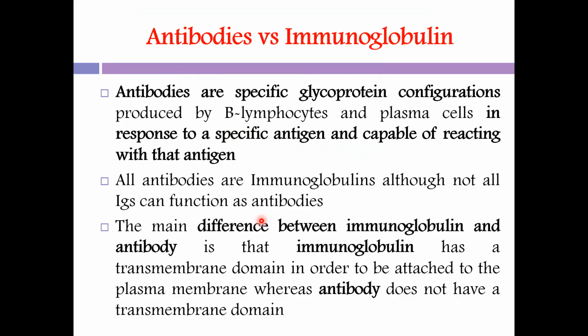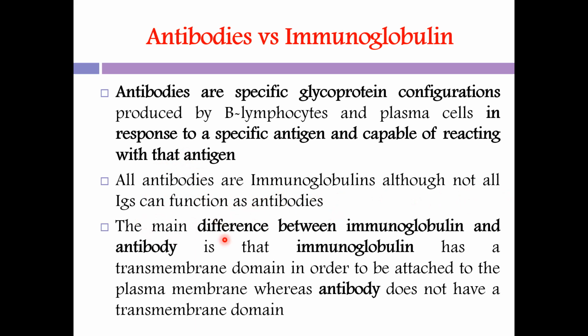What is meant by antibody and what are immunoglobulins? Actually, antibodies are specific glycoprotein configurations, which are mainly produced by B lymphocytes and plasma cells in response to a specific antigen and are capable of reacting with that antigen. All antibodies are immunoglobulins. Remember, all antibodies are immunoglobulins, although not all immunoglobulins can function as an antibody.